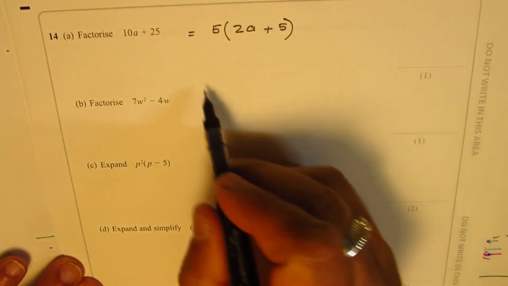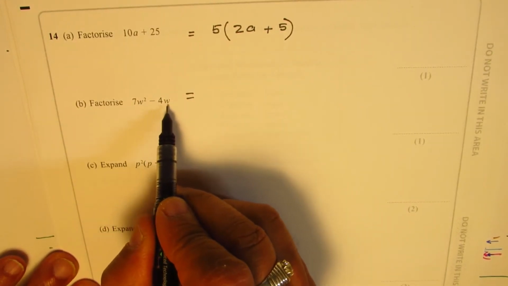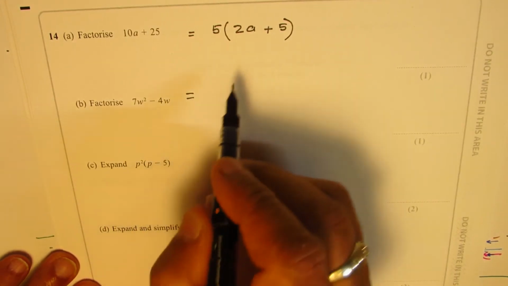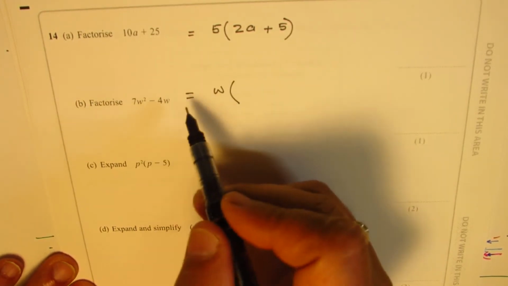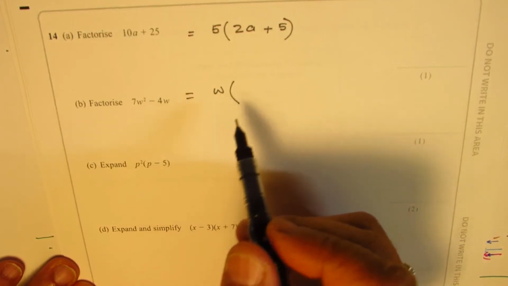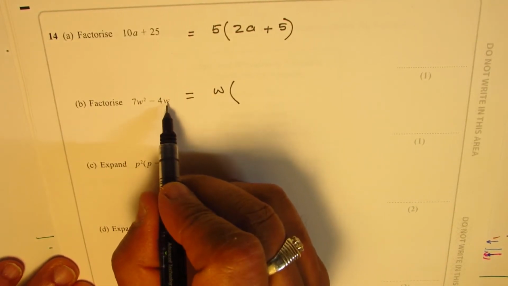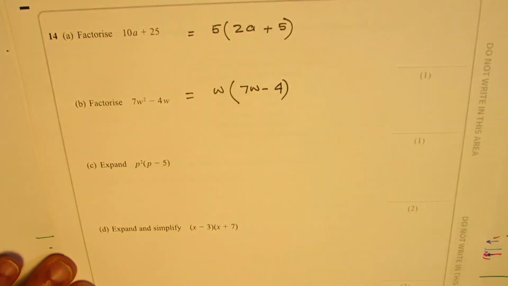So I'm not writing here, but I'll write all the answers here this time. 7w squared minus 4w. So w is common, right? So we can take w common. So you can take numbers common. You can take the variables common or both of them if possible. So when you take w common, you get 7w here minus 4.